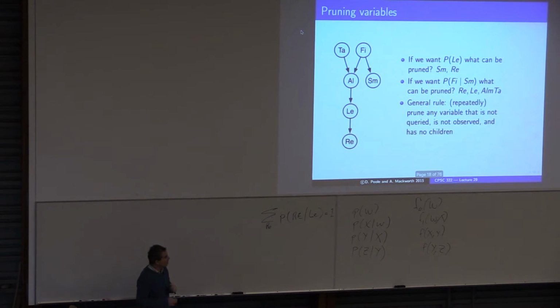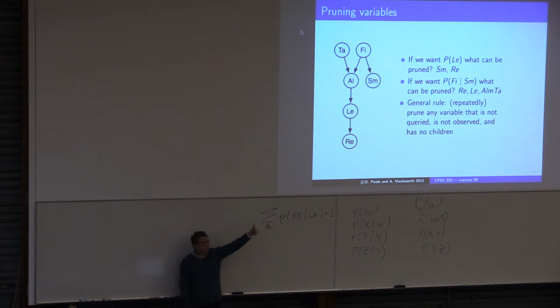In particular, the general rule is you can prune any variable that's not queried, is not observed, and has no children. So if we're not observing or querying report, we can prune it. If we're not observing or querying smoke, we can prune it. We did this repeatedly, because once we removed report, leaving now has no children, so we can prune leaving. Okay? So when you get that interface and play with it, it's going to ask, do you want to prune irrelevant variables? These are the variables it's going to prune.